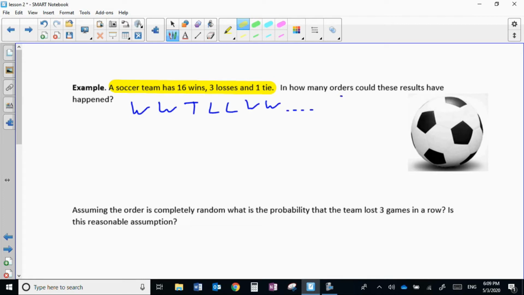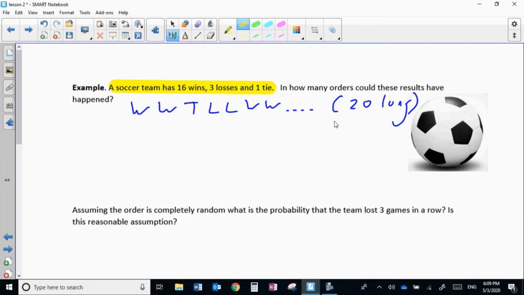I mean, that has to be 20 long. I'm not going to write it all out. It might be one possible win, tie, loss scenario. A win against Hanover might be different than a win against Sacred Heart, but as far as the order in which these things could happen, we could say that they're the same, that this completely describes their 20-game season.